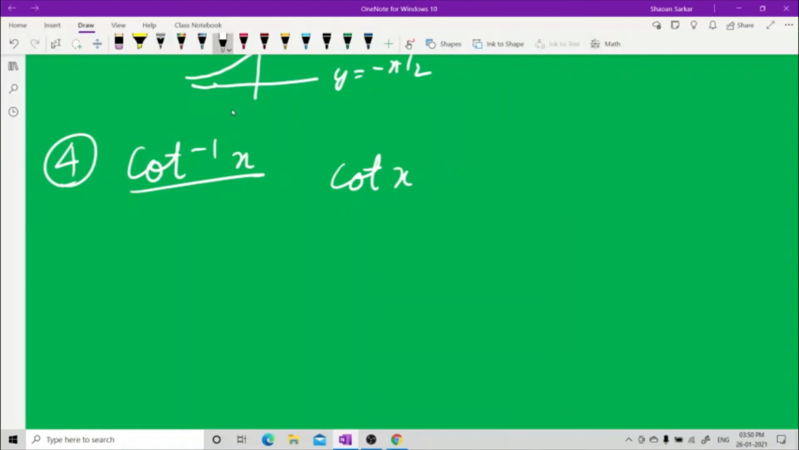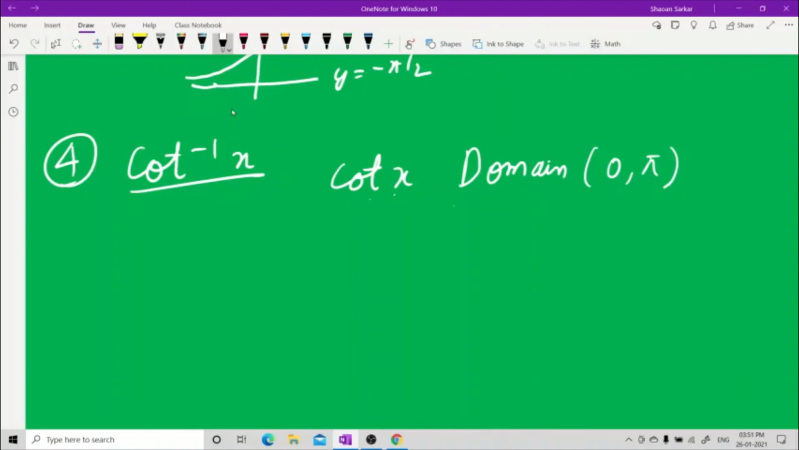Sorry. Cot, what was the domain for cot? Now I will change the domain for cot inverse x. I'll take the domain to be 0 to pi, because cot x has a problem at 0 and pi. That's the main thing, because cot x is 1 upon tan x, as I told you earlier. You can check the cot x video in the earlier part.